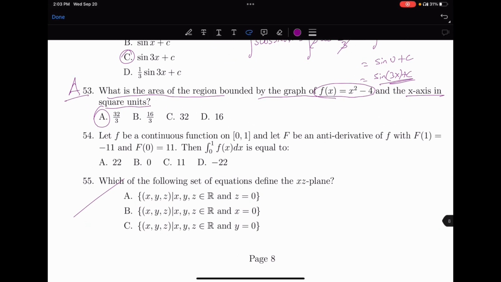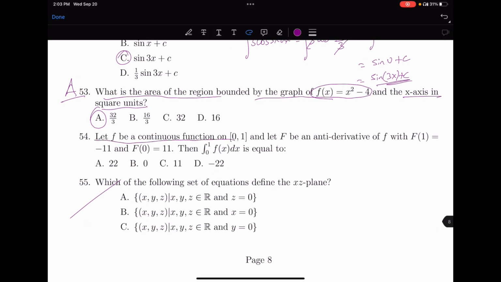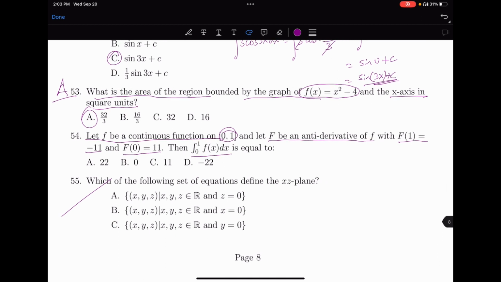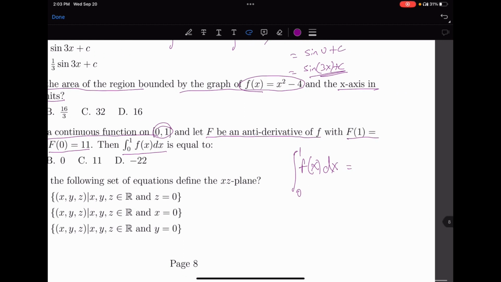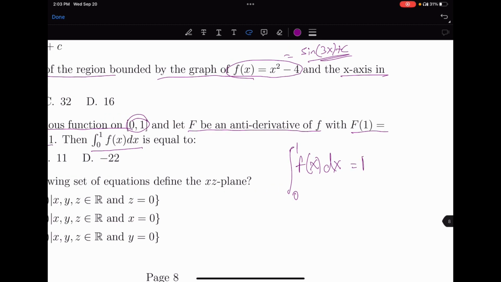Question 54: let f be a continuous function on the closed interval 0 to 1 and capital F be the antiderivative of f, with capital F of 1 being negative 11 and capital F of 0 equal to 11. Then find the integral from 0 to 1 of f of x dx. Well, it's simple. By the fundamental theorem of calculus, it is capital F of 1 minus capital F of 0.